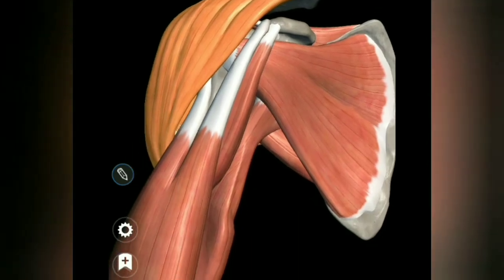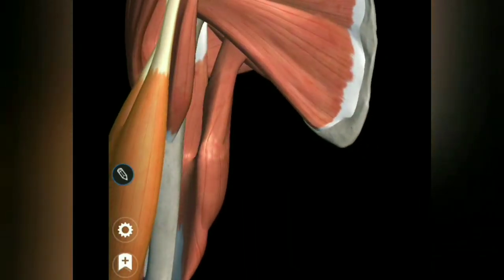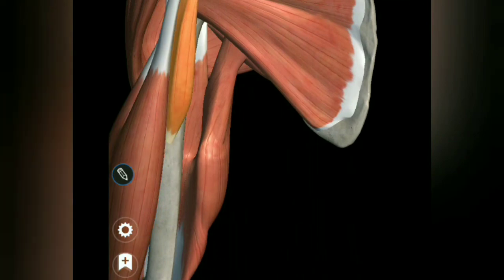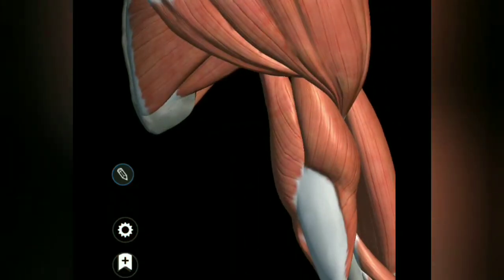Now coming to the biceps brachii. The long head originates from the supraglenoid tubercle, and the short head originates from the coracoid process of the scapula. Another muscle named the coracobrachialis originates from the coracoid process and inserts onto the middle of the shaft of the humerus. Now coming to the long head of the triceps brachii, which originates from the infraglenoid tubercle.